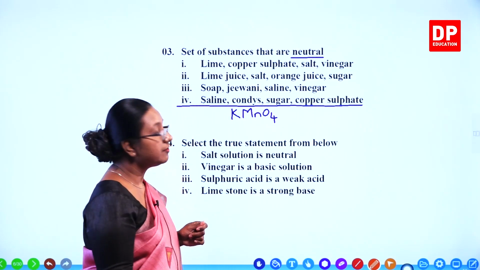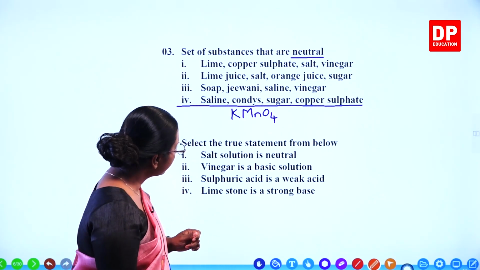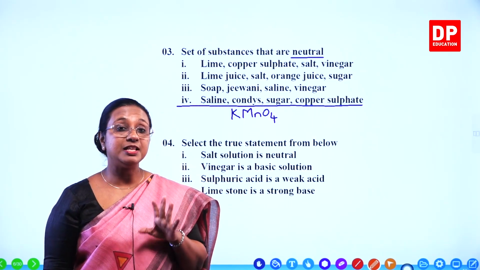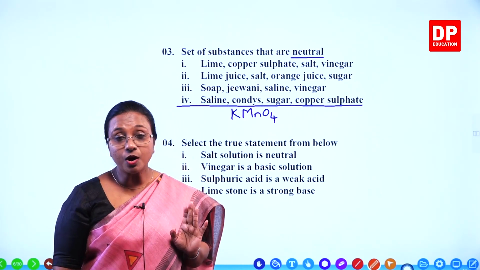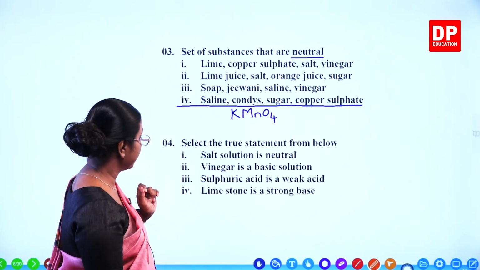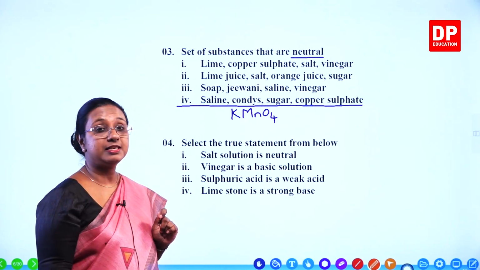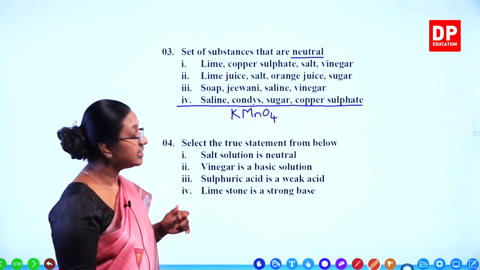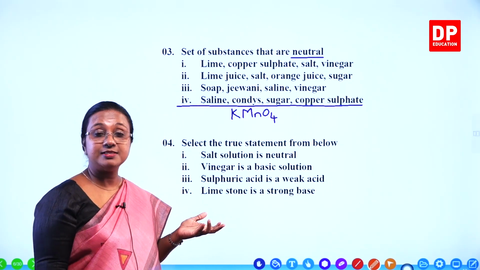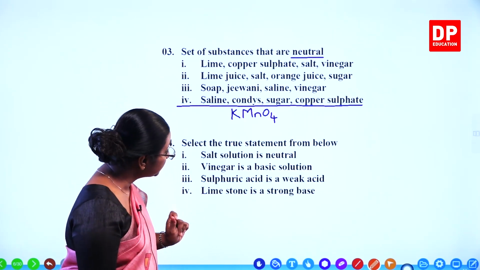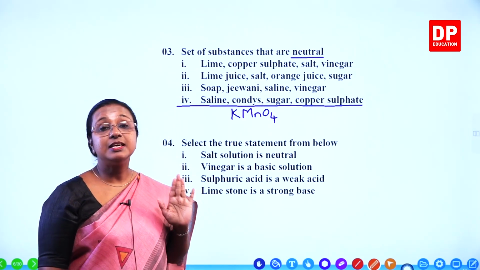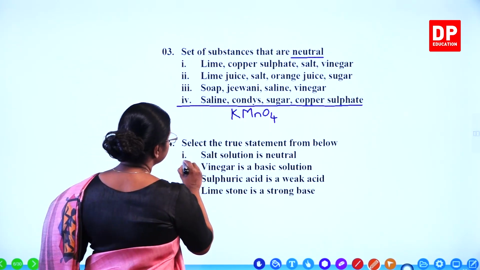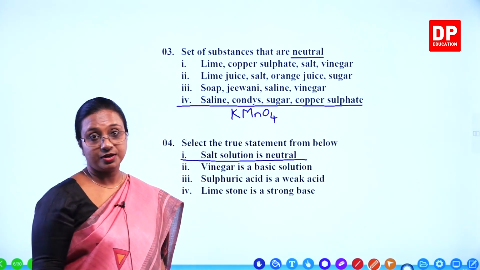Select the true statement from below. First one, salt solution is neutral. So here again when they say salt solution, they mean sodium chloride, the common salt. That is neutral. That is correct. Vinegar is a basic solution. That's wrong because vinegar is an acid. Then sulfuric acid is a weak acid. That's wrong. Sulfuric acid is a strong acid. Limestone is a strong base. No. Calcium carbonate is a weak basic substance. So the correct one is salt solution is neutral.